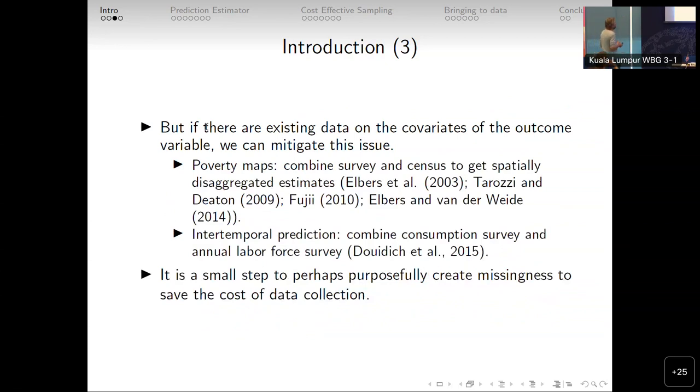Now, I should tell you that it is a bit of a strange thing to purposefully create missingness by predicting data instead of collecting it.